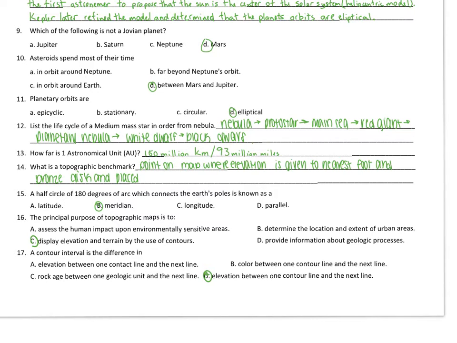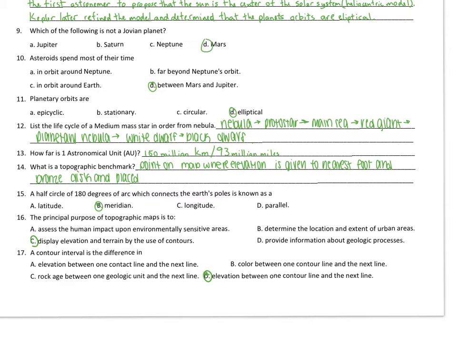Asteroids spend most of their time between Mars and Jupiter. That's where the asteroid belt is located, between Mars and Jupiter. Planetary orbits are elliptical. And moving right along, the life cycle of a medium mass star. Medium mass would be like our sun.